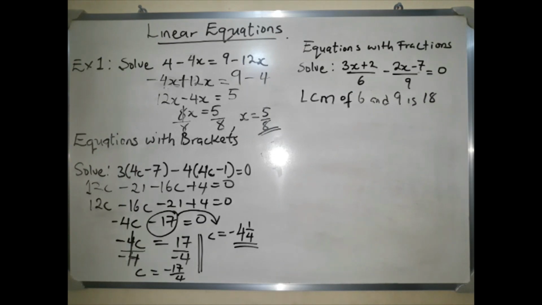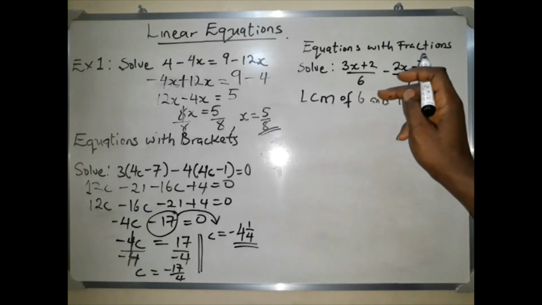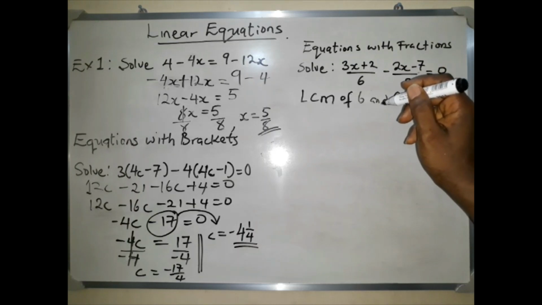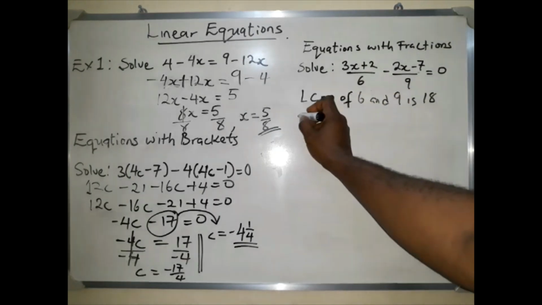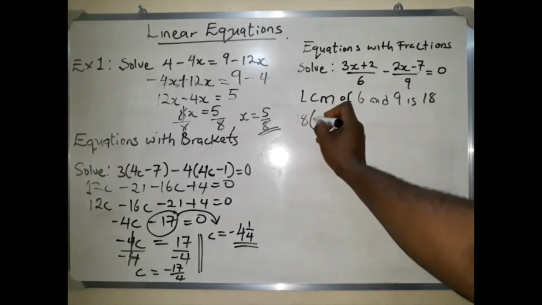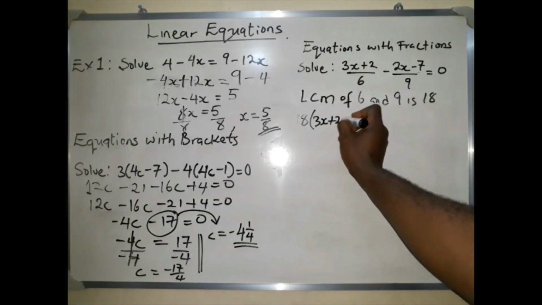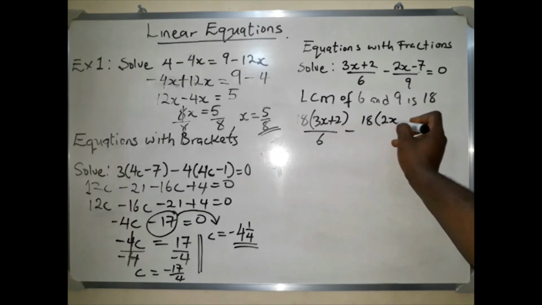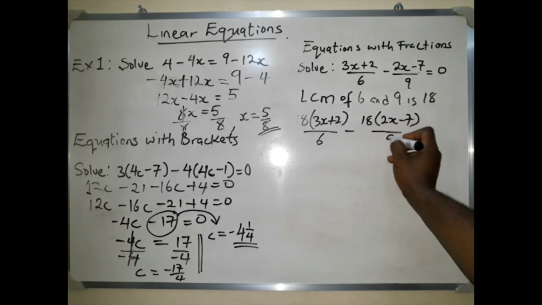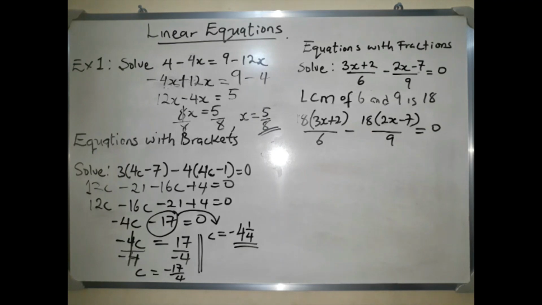And now we are told that in order for us to clear the fraction, we have to multiply each of these terms, or each of these fractions, by the LCM of these two denominators. So let's go ahead and do that. Now, let's do that individually. So let's say 18 times (3x plus 2) all over 6 minus 18 times (2x minus 7) all over 9 is equal to 0.